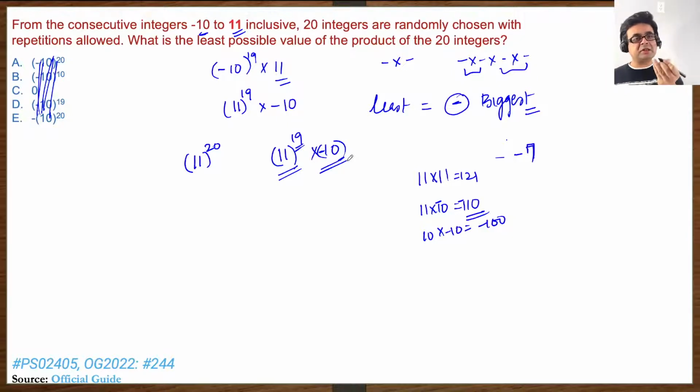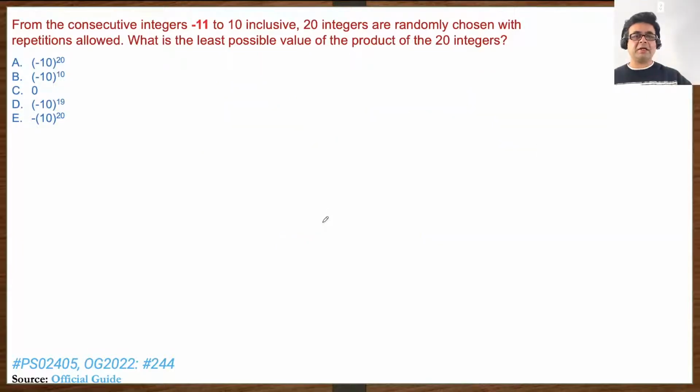If you find that, then you find the least possible value of the product. In this case, it would be 11 to the power of 19 multiplied by minus 10. You have to have a negative number so that you can get the least possible value of the product. Now let's shift it around. Instead of minus 10 to 11, let's assume you had minus 11 to 10. If you had minus 11 to 10, now if you do minus 11 to the power of 20, you still get positive 11 to the power of 20 because the negative number when multiplied an even number of times goes away.